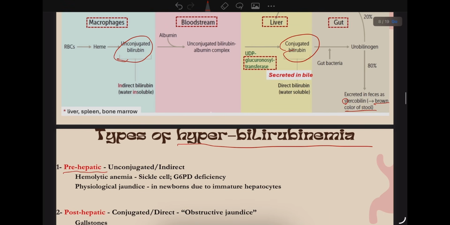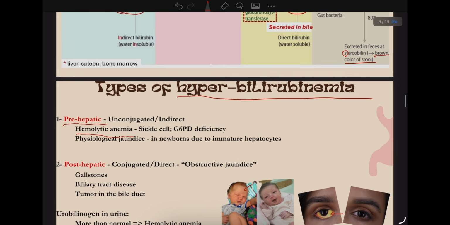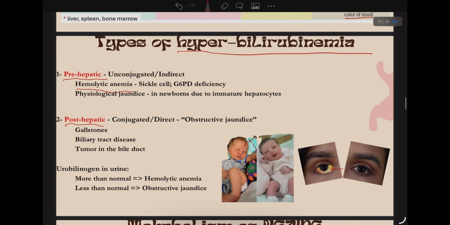So the problem will be before the liver if what's high is unconjugated, such as hemolytic anemias with all their kinds, sickle cell, G6PD deficiency, all of these. Any hemolytic anemia that causes a lot of red blood cells to be broken down, and hence more heme, and hence more unconjugated bilirubin. Okay? Our second type is posthepatic, and it's conjugated bilirubin.